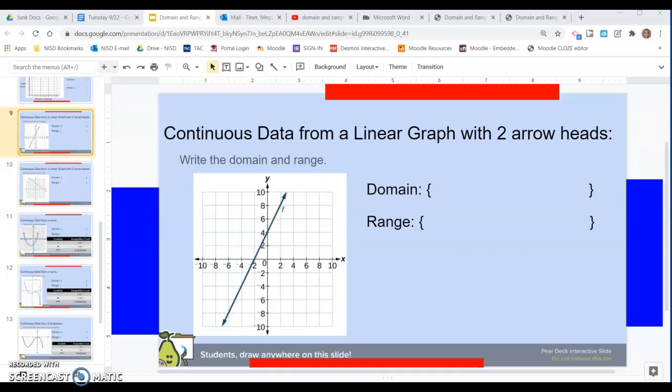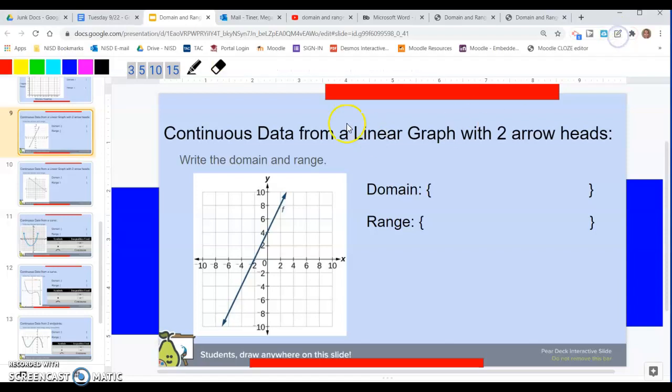So the type of graphs that the video didn't cover was what if you have an arrow on both ends? So let's look at this example. Remember domain, I'm going to look from the left of the graph to the right. If you notice on the left of the graph, it doesn't stop right here. An arrow means that we're going to continue to negative infinity forever. That's supposed to be an infinity sign. That's okay. From negative infinity all the way forever and ever and ever.